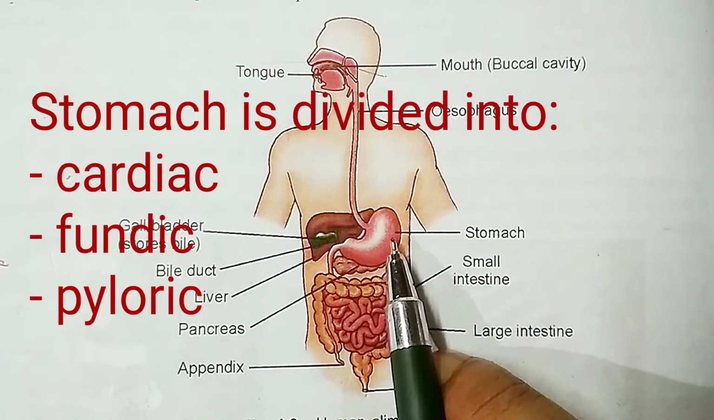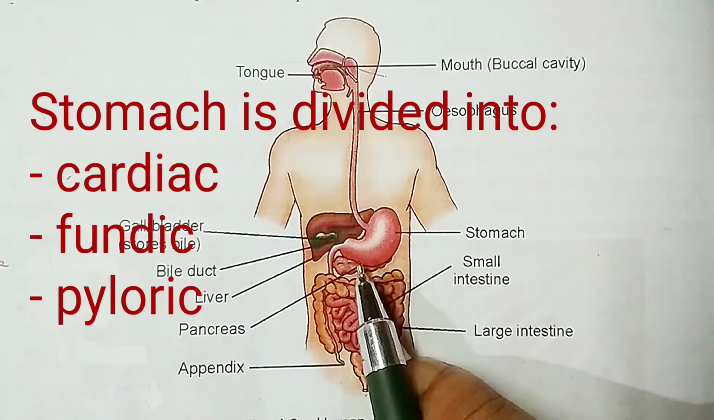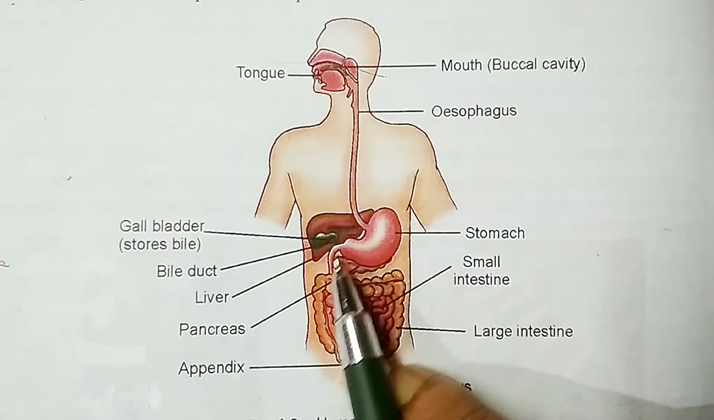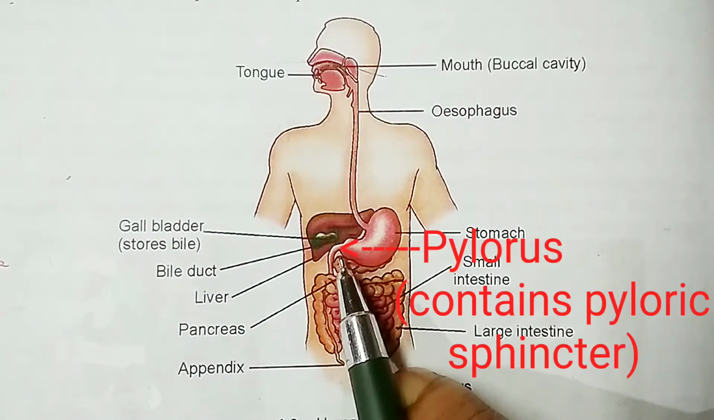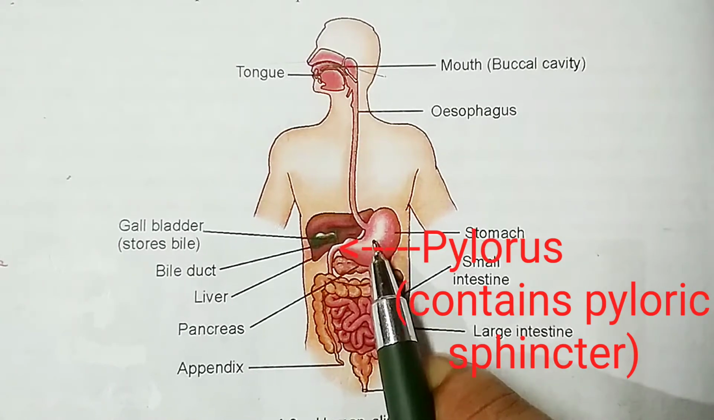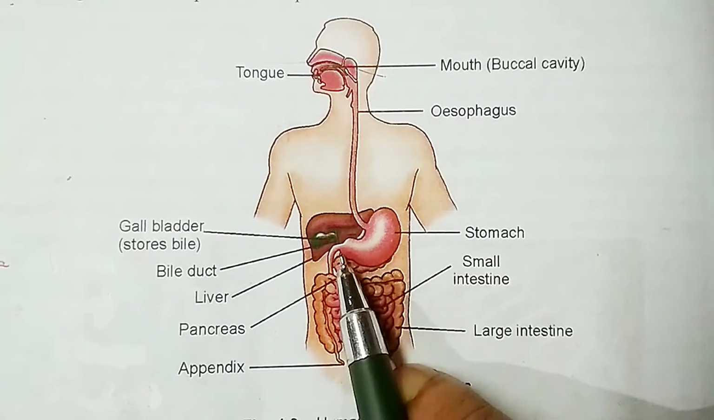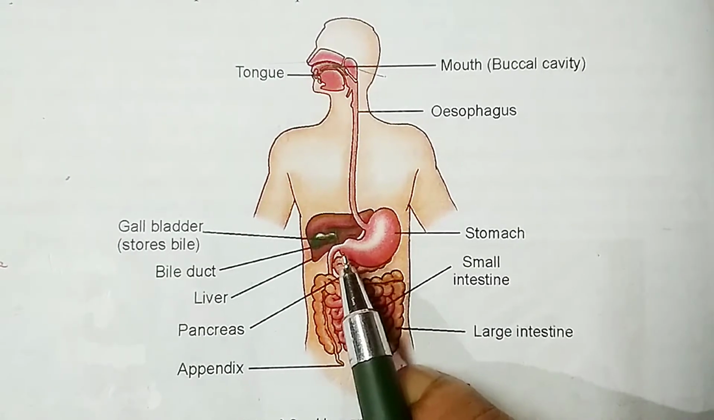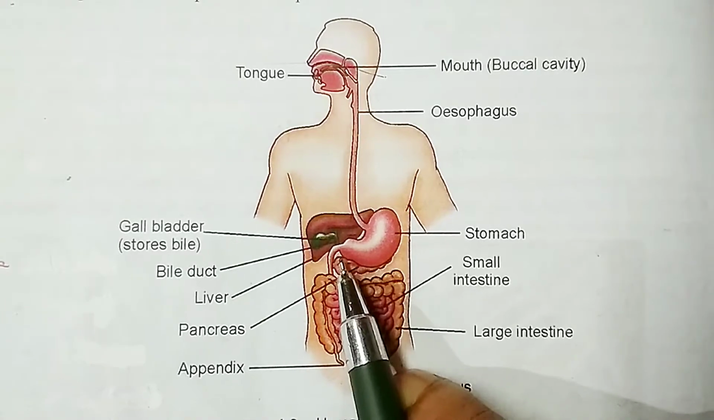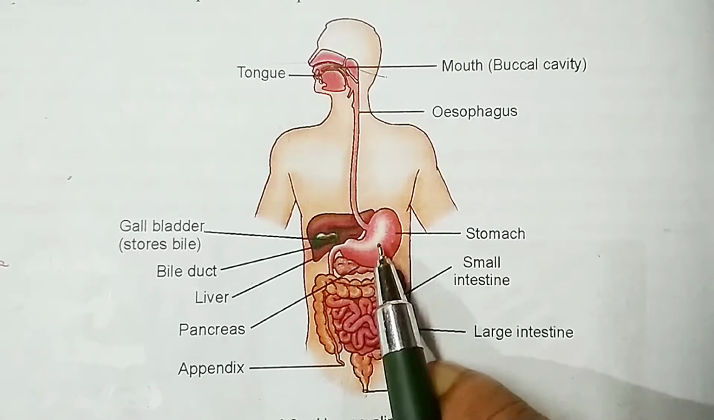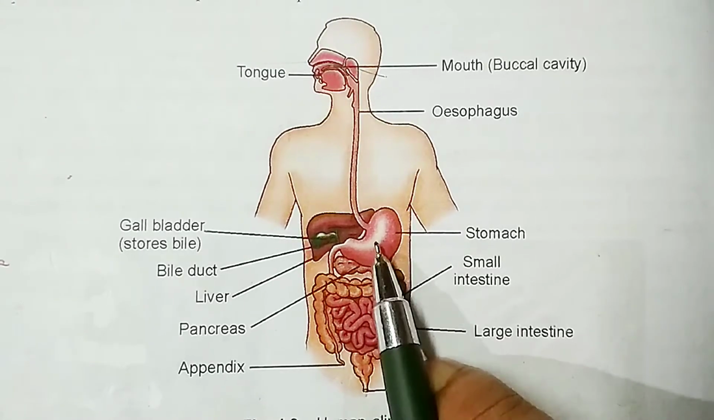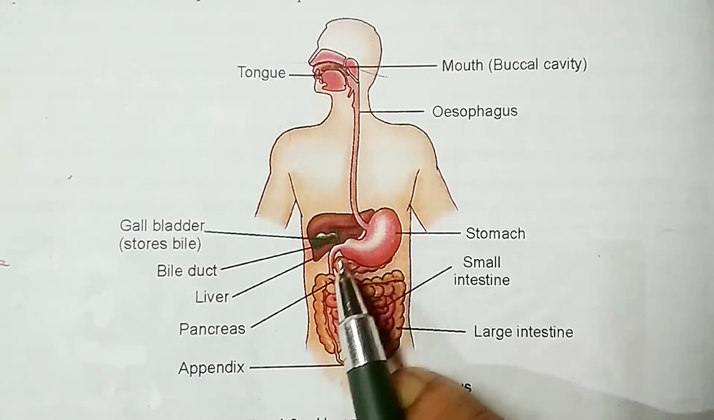Our stomach is divided into three sections. One is called cardiac, the second fundic, and the third one is pyloric. The opening of the stomach into the small intestine is called the pylorus. Here one sphincter muscle is there, called the pyloric sphincter, that controls the release of food from the stomach into the small intestine. Same way as the esophagus has a muscle, in the last part of the stomach another muscle is there, the pyloric sphincter, and it controls the release of food along with the digestive enzymes from the stomach into the small intestine.